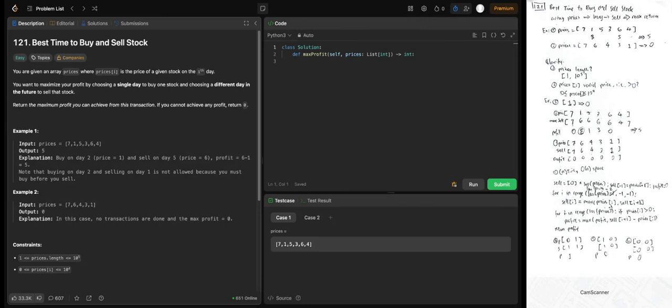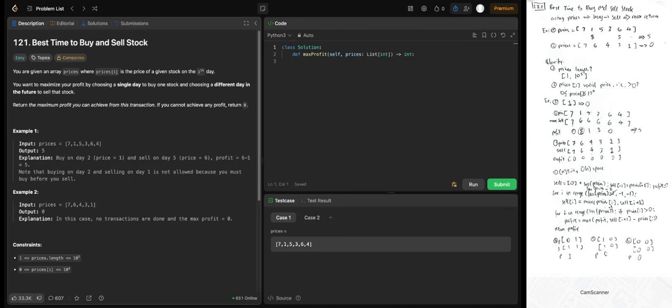So okay, let me reread the problem description to see if I have any questions. We are given array prices and we need to find a time to buy and then sometime later to sell the stock, and at the end we want to get the max return of our transaction.